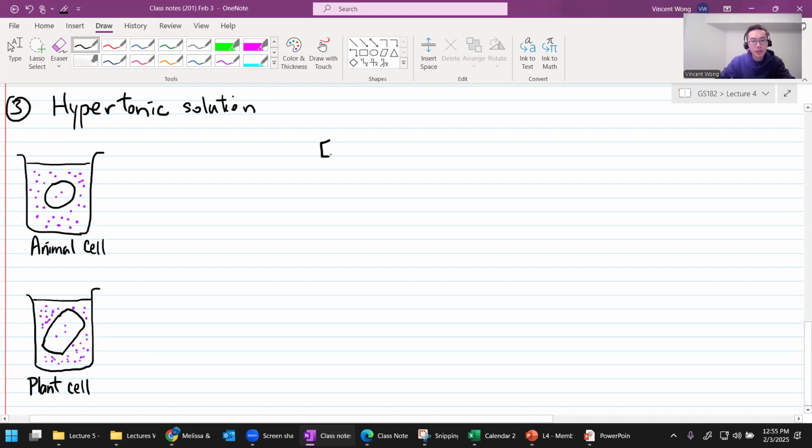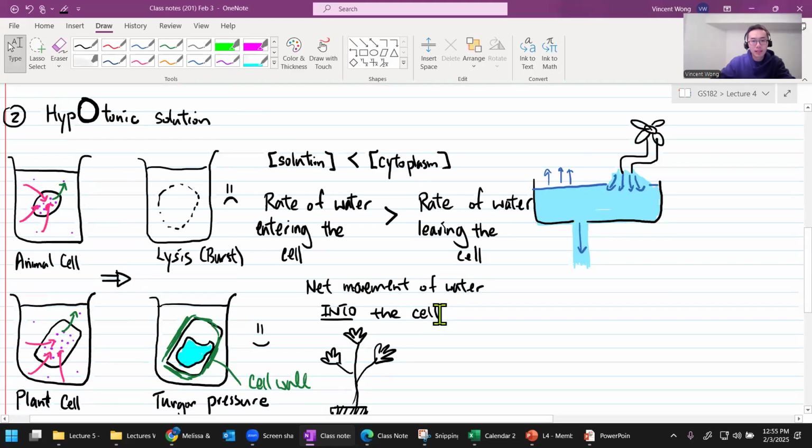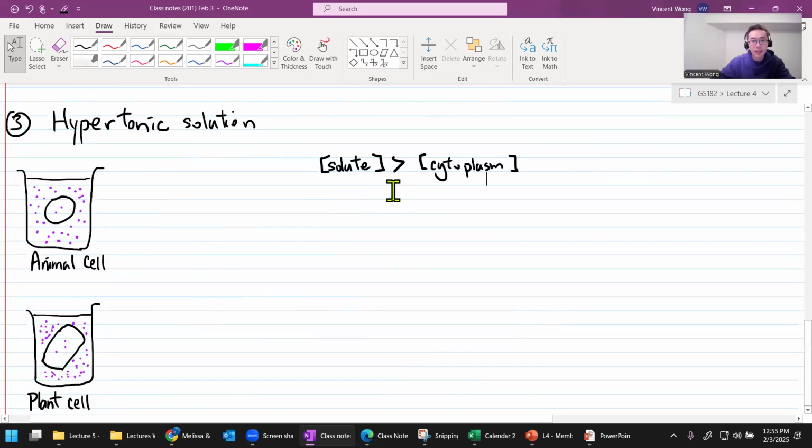So concentration of the solution, square bracket means concentration. It's the official symbol for concentration. It's not something I made up. In this case, it is greater than the cytoplasm. Okay, did I get it right last time? I did. Okay, so the concentration of the solution is greater than the concentration of the cytoplasm.